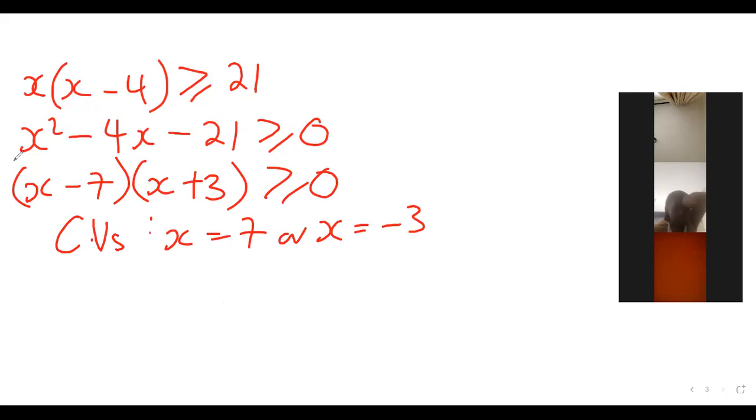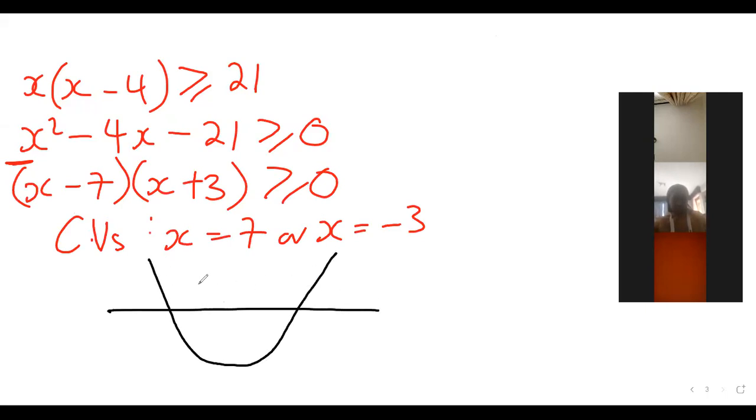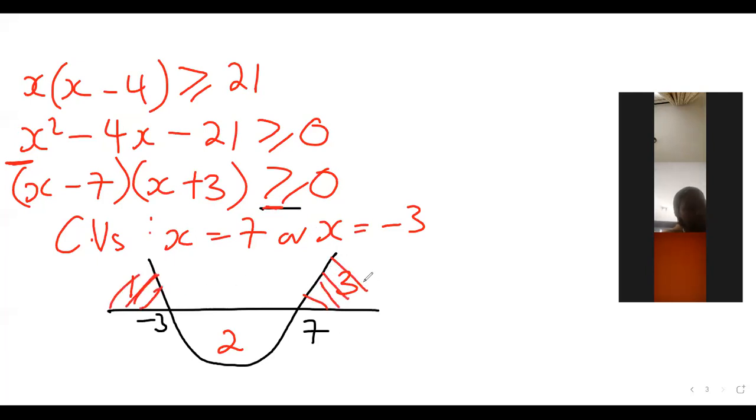Remember, the coefficient of x² is positive, so the graph is facing up. Critical values: -3 and 7. I'm saying greater than, so which regions are greater? There's region 1 and region 3, which are above the x-axis. Region 2 is below. So if I'm saying greater, I'm talking about region 1 and region 3.